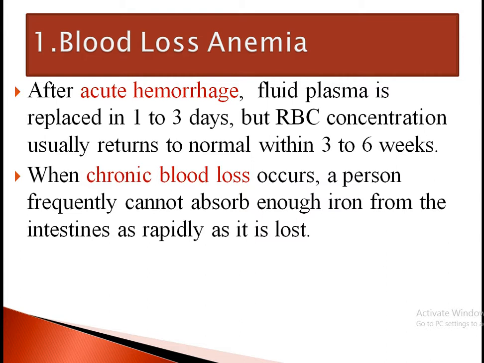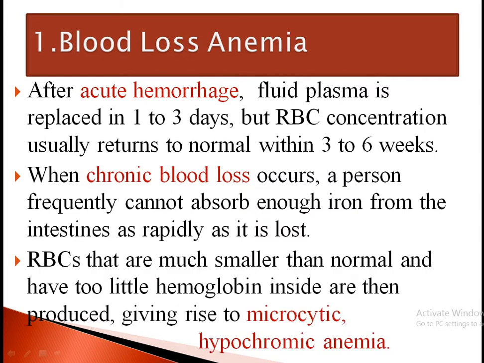If there is chronic hemorrhage, a person frequently cannot absorb enough iron from the intestine as rapidly as it is lost. And RBC are much smaller than normal in this type of anemia and have the appearance of microcytic hypochromic, that is smaller than normal and the coloration is lighter than normal.